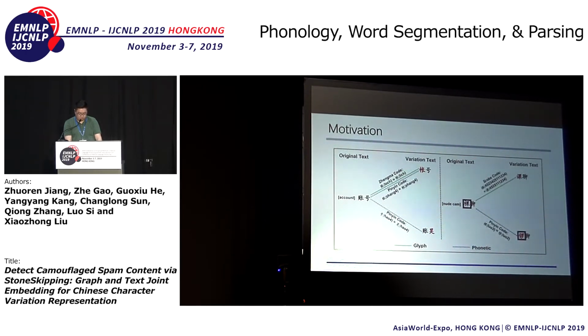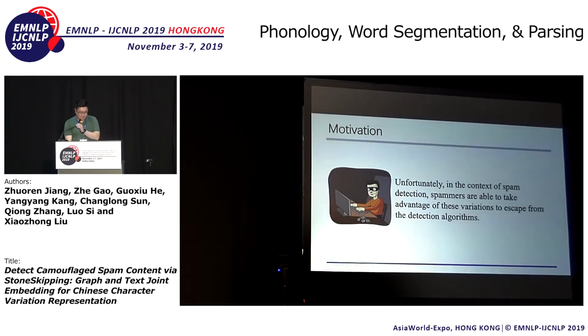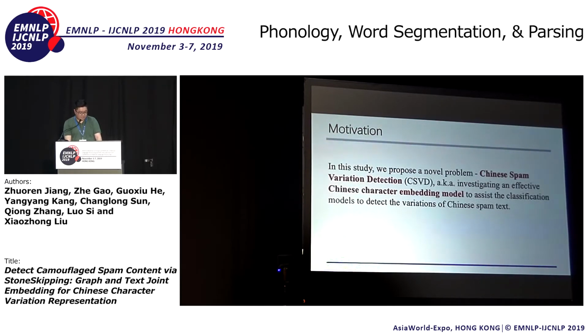The form of variation can also be compounded. For instance, zhang, which means account, and zhang, which means curtain, have a similar structure and pronunciation. Unfortunately, in the context of spam detection, spammers are able to take advantage of these variations to escape from the detection algorithms. In this study, we propose a new problem, Chinese spam variation detection.